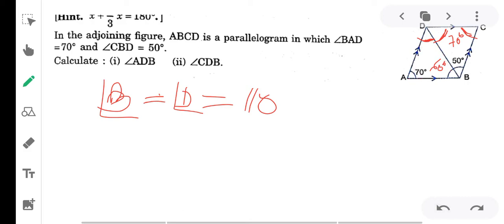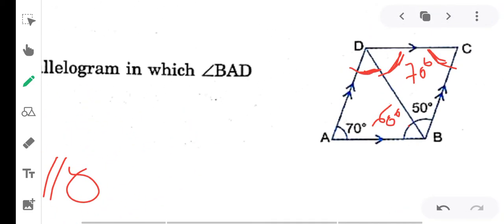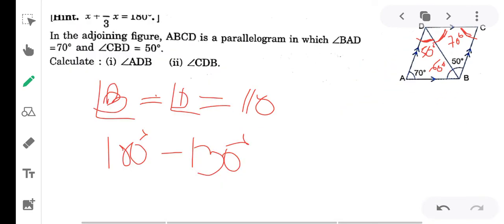ABD, these two angles are 70 degrees and 60 degrees. Then the third angle will be 180 minus 70 plus 60, that is 50 degrees. Clear? So this angle BDA is 50 degrees. Now the sum of these two angles is 110. If one is 50, then this will be how much? 60 degrees.